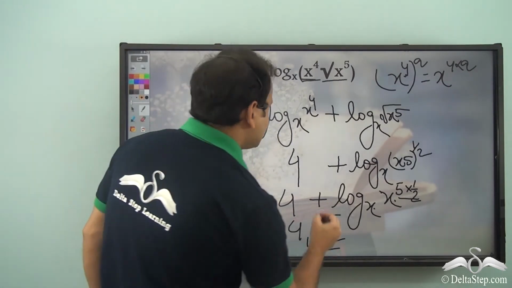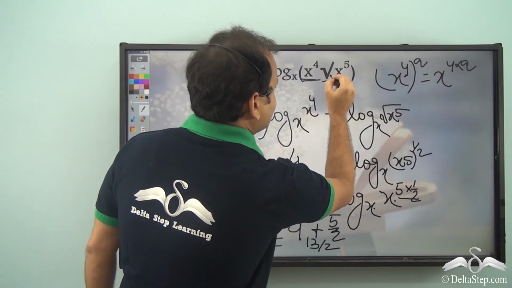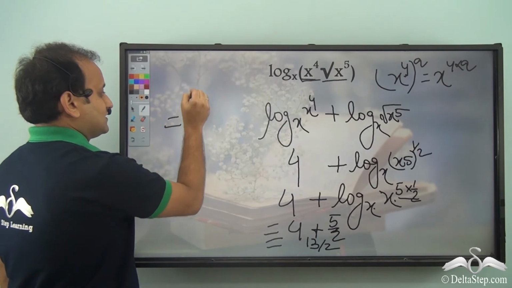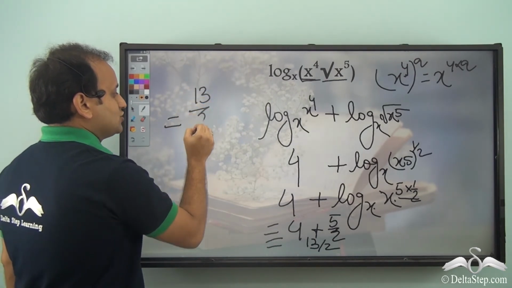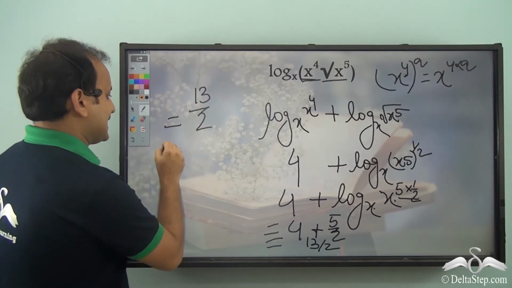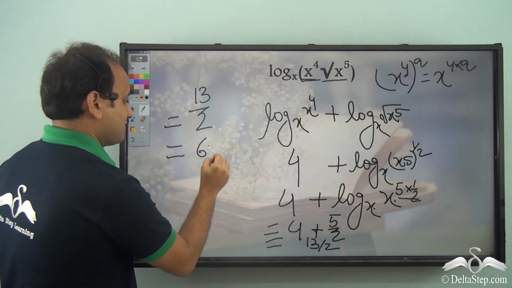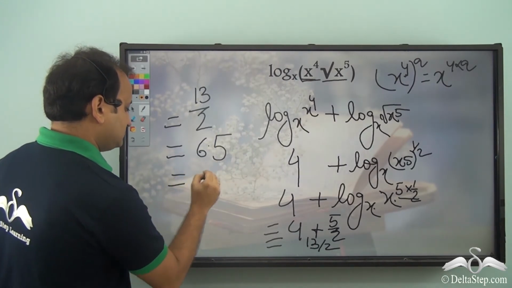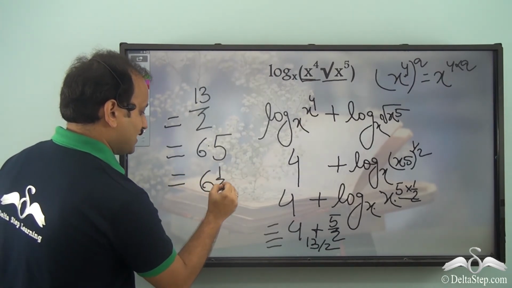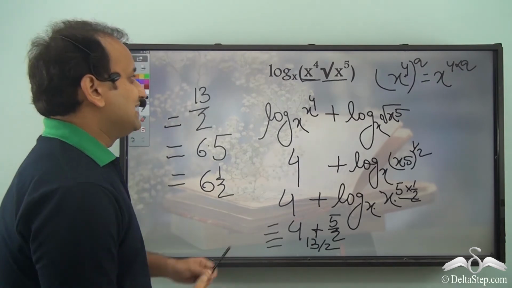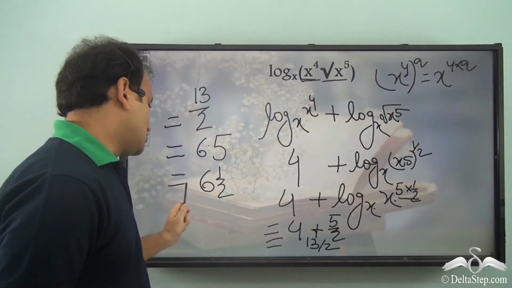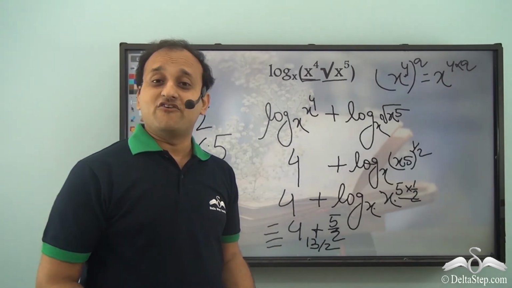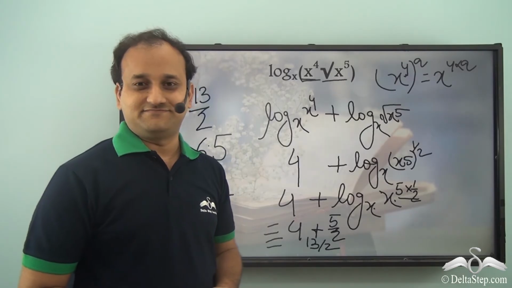So you see that from this equation, by solving this particular equation, we were able to get the answer as 13 by 2, which can also be written as 6.5 or 6 1 by 2. So this complex looking equation was not actually very complex. So this all is possible with the help of product law of logarithms.